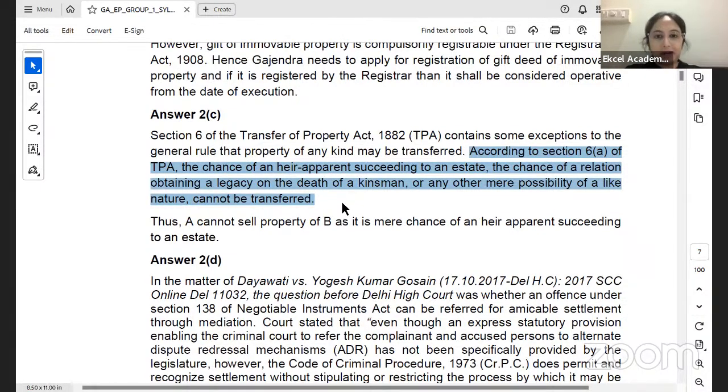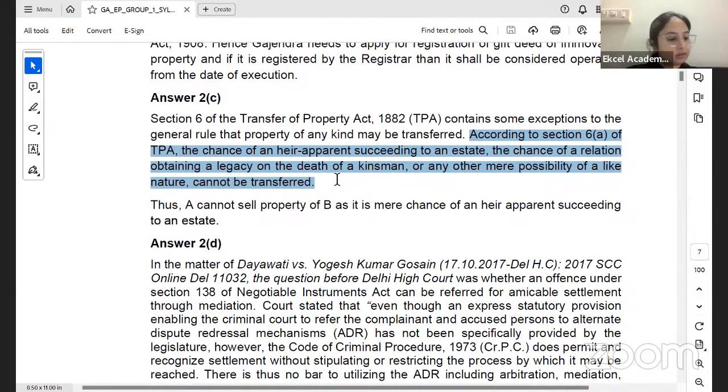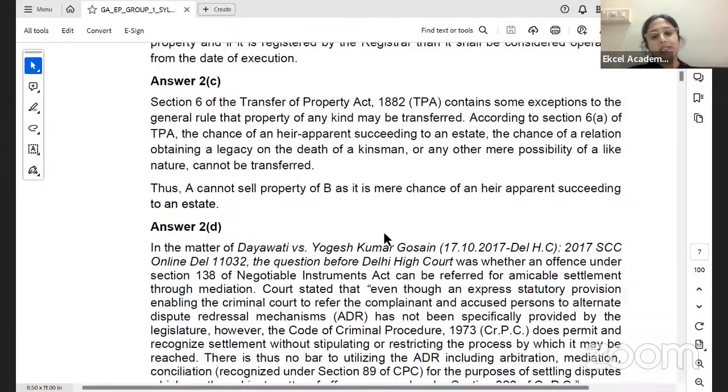So just because you are heir apparent, you cannot think that I will get the property and now I will sell it off. You can't do it. So according to Section 6(a) of TPA, the chance of an heir apparent succeeding to an estate, the chance of a relation obtaining a legacy on the death of a kinsman, or other mere possibility of a like nature cannot be transferred. So just thinking that tomorrow I am the heir apparent, most likely I'll succeed, that is not a ground to say that today I am the owner and I'll sell or transfer the property. The Transfer of Property Act will not allow that. Thus A cannot sell the property of B, as it is just a mere chance of an heir apparent succeeding to an estate.